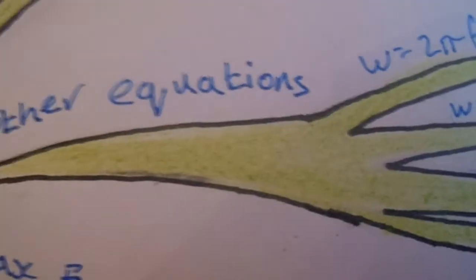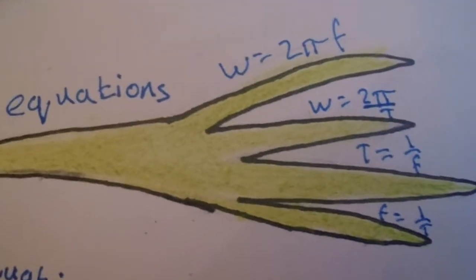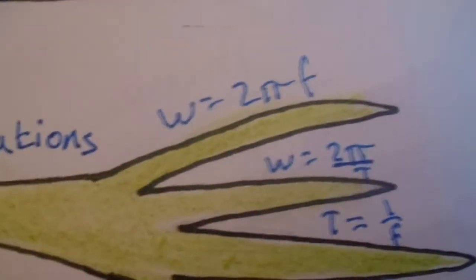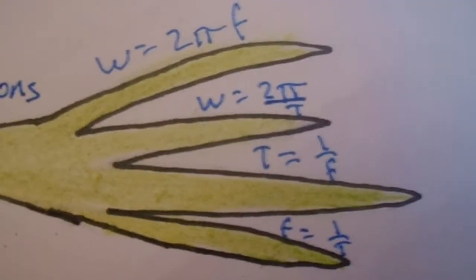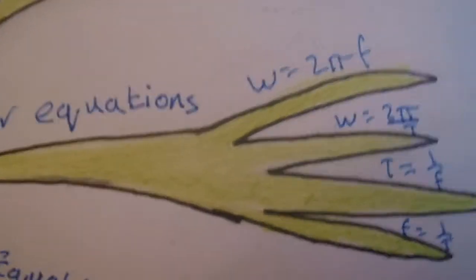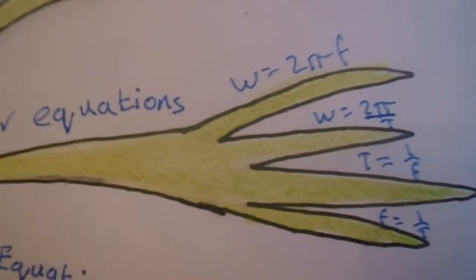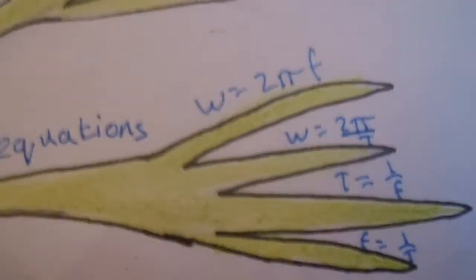You also need to know some other equations, and these equations come from the circular motion chapter. They're exactly the same, they don't really change, and they're pretty much like omega equals 2 pi f, omega equals 2 pi over T, T equals 1 over f, and f equals 1 over T. It's exactly the same, it doesn't really change, and you can use them to find out the different things you need to know, like omega, for example, or T, and that sort of stuff.